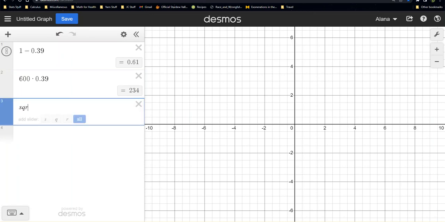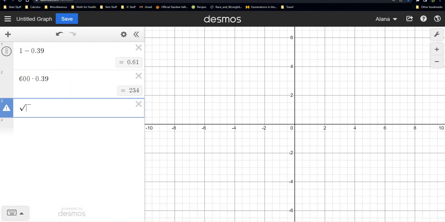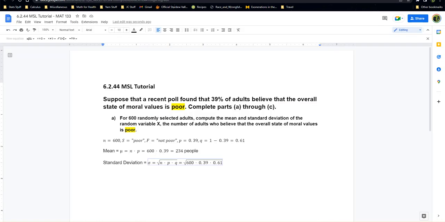So I want the square root, so I'm going to type SQRT, or you could pull up the menu, and it's the little checkmarky one, the one that looks like a check mark. I'm going to say 600 times 0.39 times 0.61. And all of this has to be under that square root sign. And I get 11.947. I don't know how many decimal places they want it, but I'm going to go with that. So, people, and there we go. We have the mean and the standard deviation.